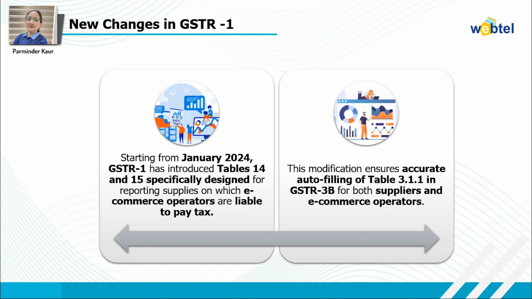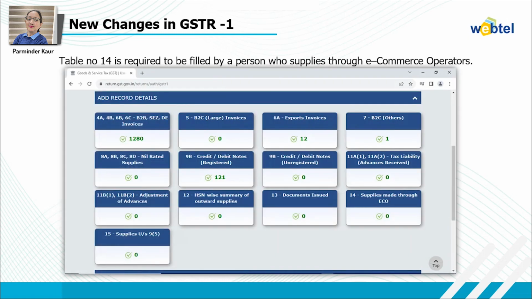Table number 14 is regarding the supply, where disclosure needs to be mentioned, and in table number 15 the e-commerce operator needs to fill in the details by itself in GSTR 1. This modification ensures accurate auto-filling of table 3.1.1 in GSTR 3B for both suppliers as well as the e-commerce operator. You can see in the GSTR 1 form, table number 14 is named supplies made through e-commerce operator, disclosure required to be mentioned. One by one, we will understand these two tables, 14 as well as 15.